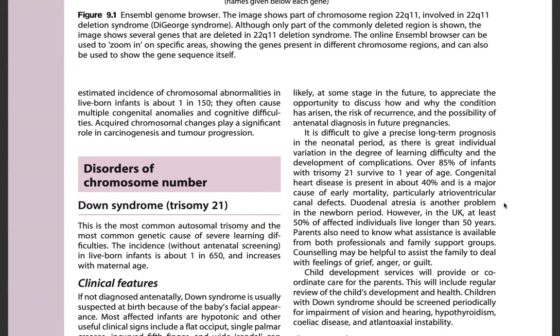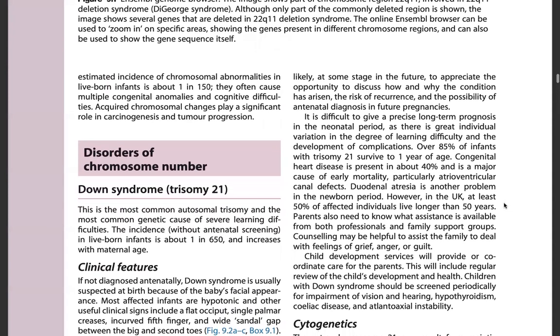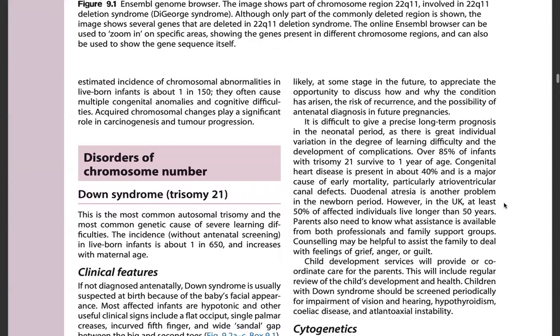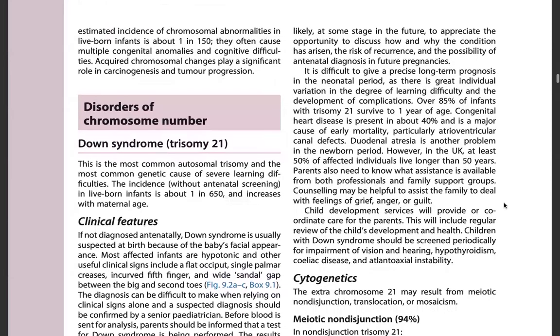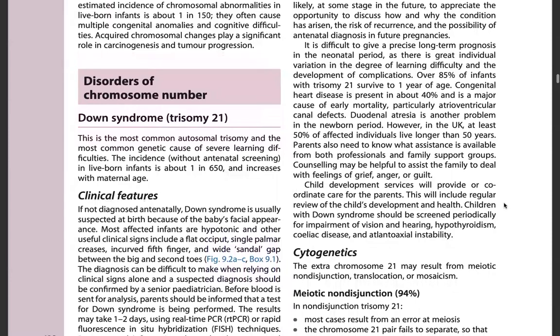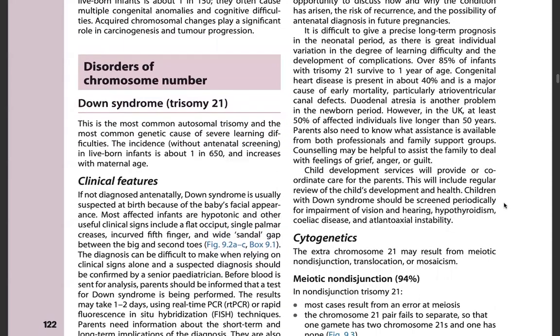Parents also need to know what assistance is available from both professionals and family support groups. Counseling may be helpful to assist the family to deal with feelings of grief, anger, or guilt. Child development services will provide or coordinate care for the parents. This will include regular review of the child's development and health. A child with Down syndrome should be screened periodically for impairment of vision and hearing, hypothyroidism, celiac disease, and atlantoaxial instability. Cytogenetics: the extra chromosome 21 may result from meiotic non-disjunction, translocation, or mosaicism.